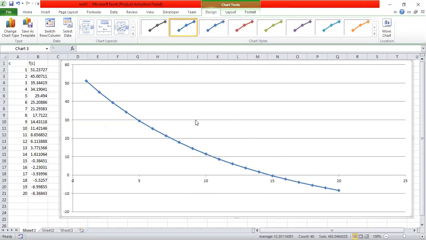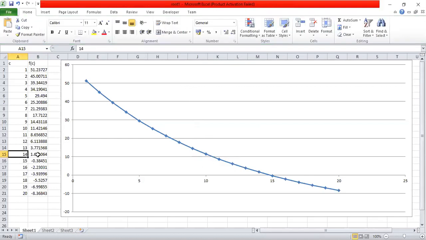So let me try to reduce the plot, because looking at the values, you can see that when C is 14, you have a positive number. Then when C is 15, you have a negative number. So we are kind of aware that the root is going to be between 14 and 15, between 14 and 15.